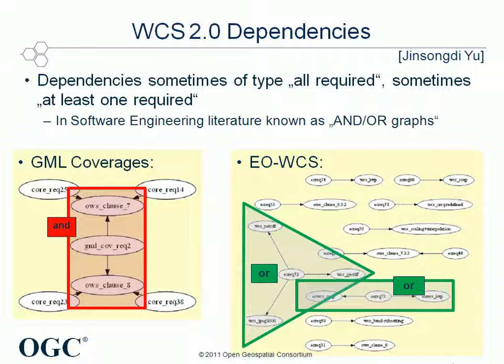In software engineering, the resulting dependency graph is known as AND/OR trees. Our test philosophy understands such AND/OR dependencies and constructs a minimal complete test sequence in a semantically appropriate linearization.